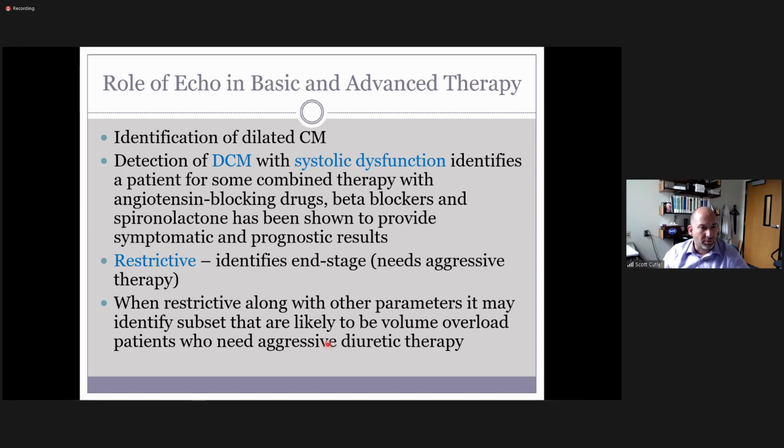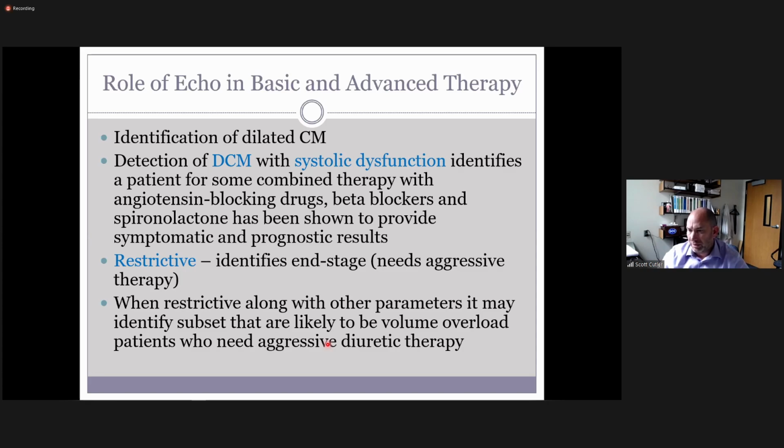All right, basic and advanced therapy. So our big thing is to identify when there is dilated cardiomyopathy there. Again, to diagnose dilated cardiomyopathy, we need to rule out other valvular types of disease processes and things like that. So we're going to detect it, look at the systolic function, and then they're going to treat it accordingly.